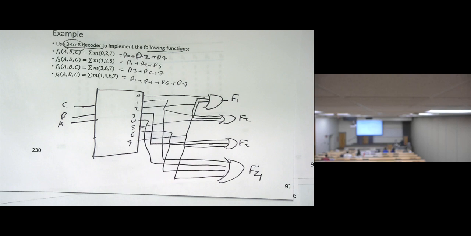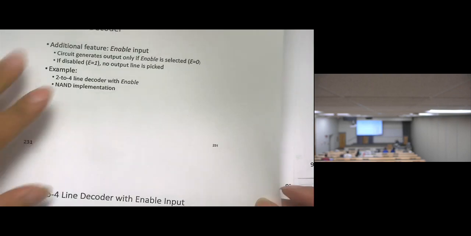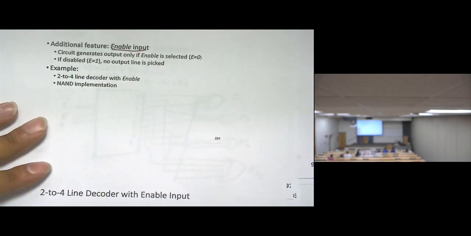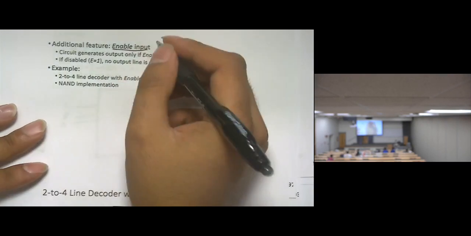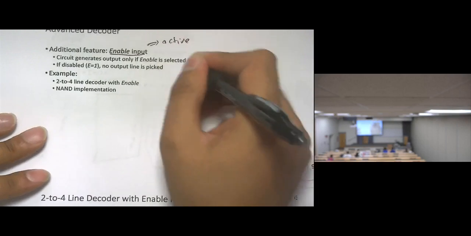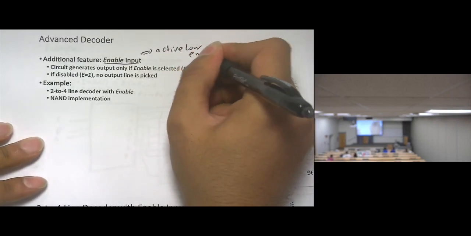Okay. Now there's an advanced feature to the decoder. How about modifying the decoder more? It's called an advanced decoder, made by adding something called enable. And most likely this enable is active low. Active low enable.